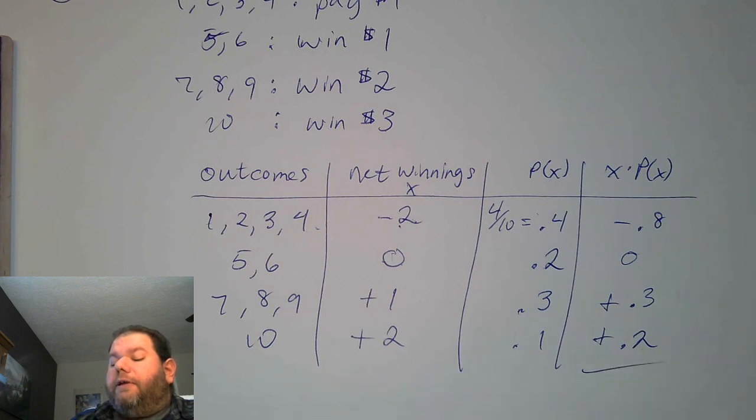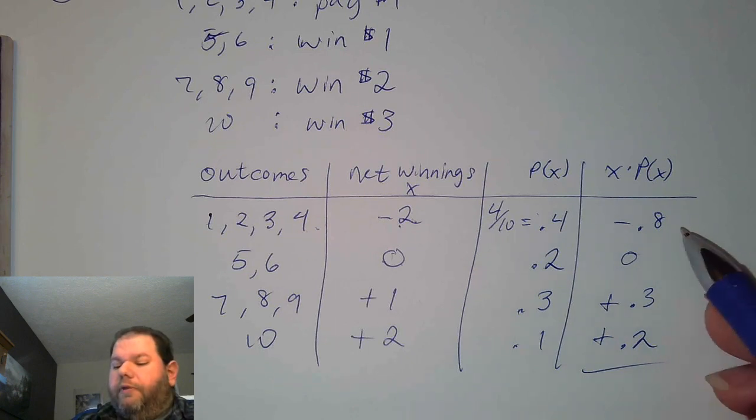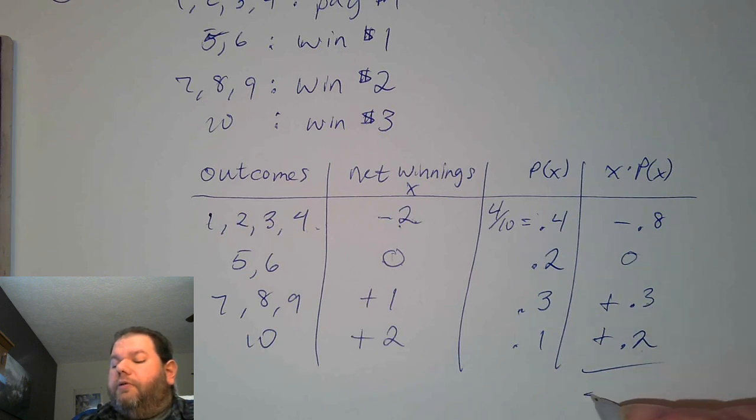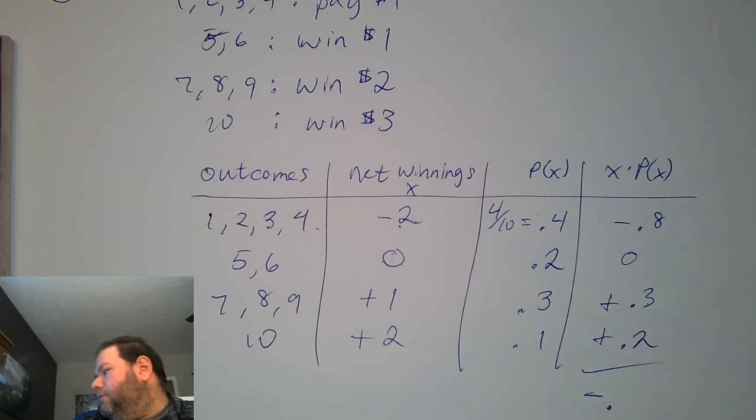Then we add up the last column. Negative 0.8 plus 0.3 plus 0.2. So definitely comes out to be negative. And that will be negative 0.3.